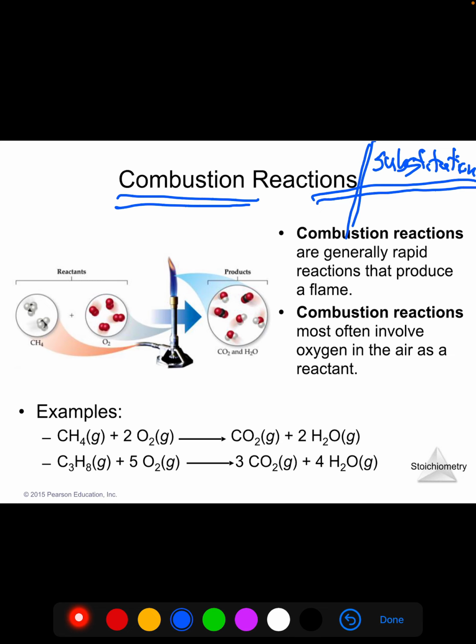In combustion, of course, there are some properties of a combustion reaction. We tend to be breaking down organic carbon-containing compounds, and we tend to burn them in oxygen, and we produce two common products, carbon dioxide and water. And this is really for historical purposes, which I'll talk about later.